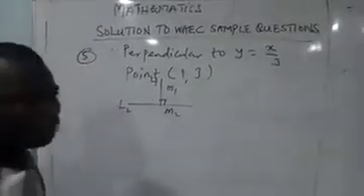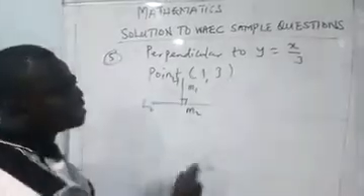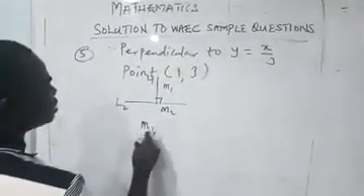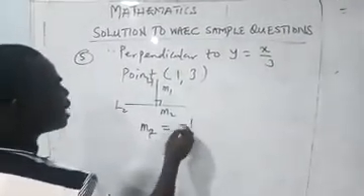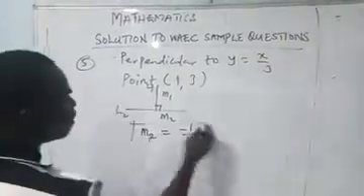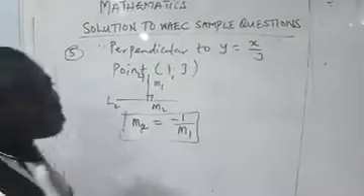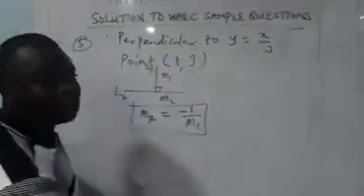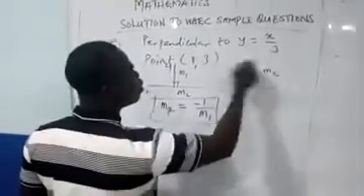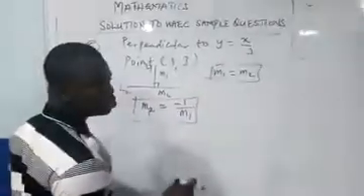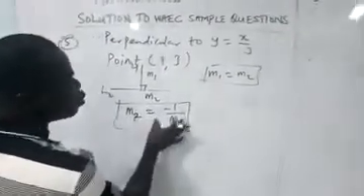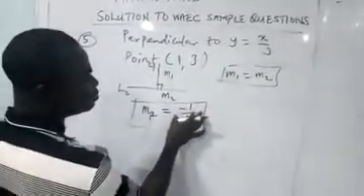There is a condition for this. When 2 lines are perpendicular to each other, take note: the second gradient is always minus 1 over the first gradient. This is the condition for perpendicularity. At times, in another question, they will tell you that the lines are parallel to each other. If they are parallel, the condition will be M1 equals M2. Please take note. But the question now is telling us that the lines are perpendicular. So this is the condition for perpendicularity.